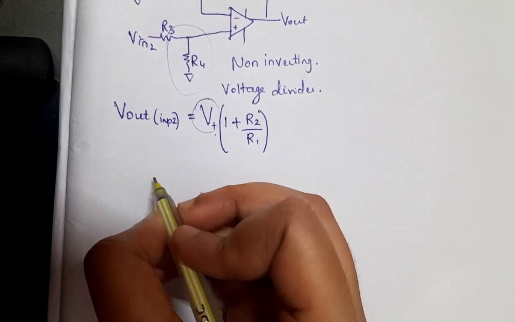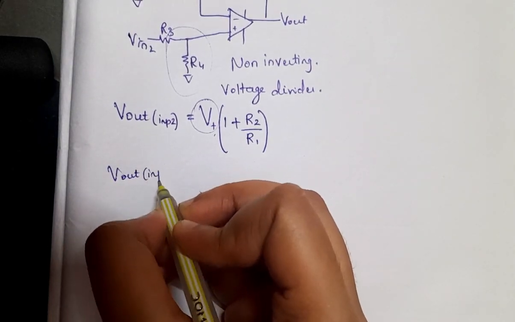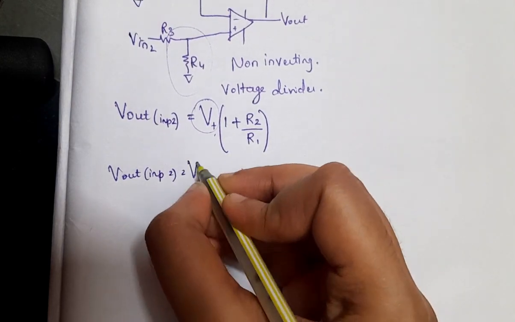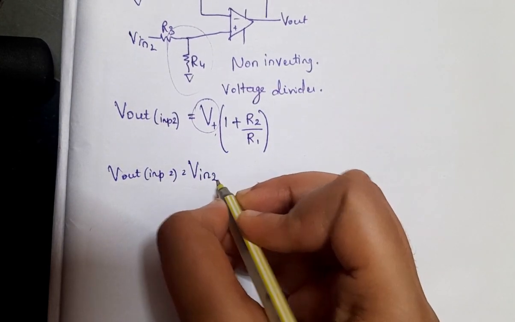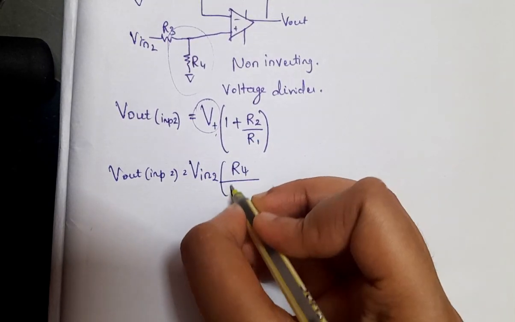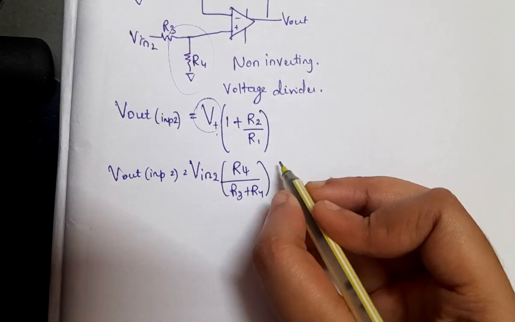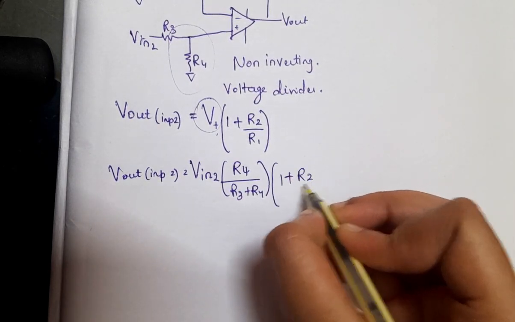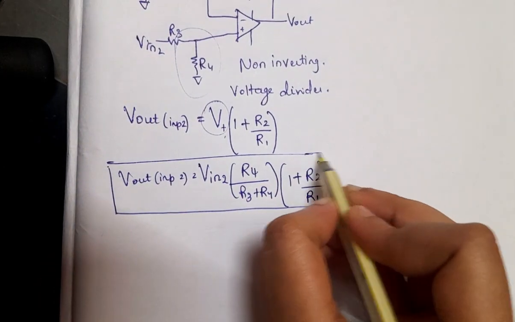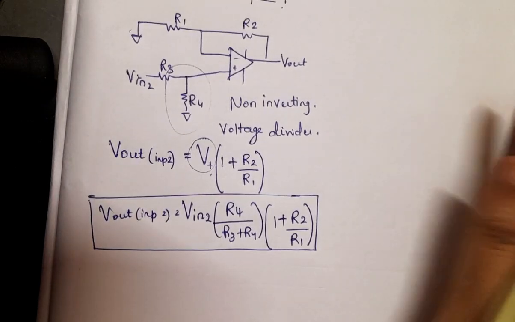This V plus can be obtained by the voltage divider rule across this R3 and R4. That is, Vout when input 2 is given is equal to V plus, which is nothing but Vin2 into R4 divided by R3 plus R4, into 1 plus R2 divided by R1. This is the equation when only one, that is Vin2, is considered.